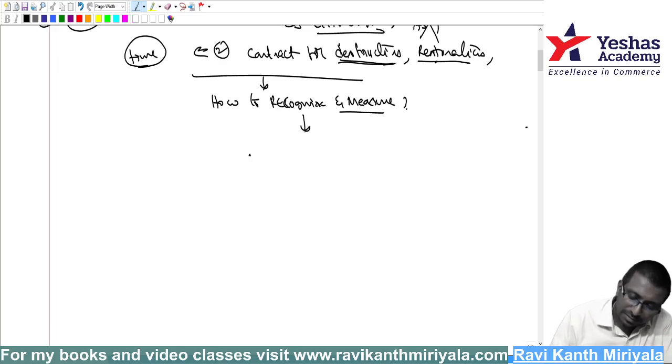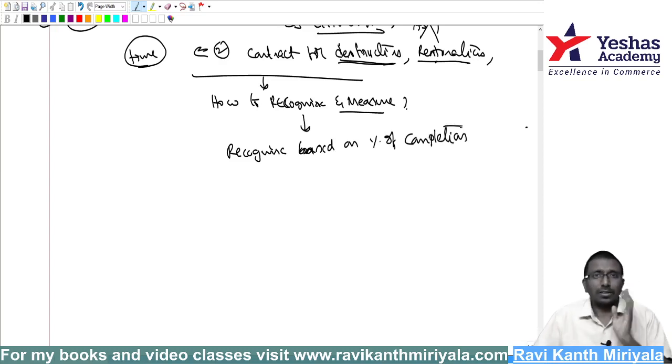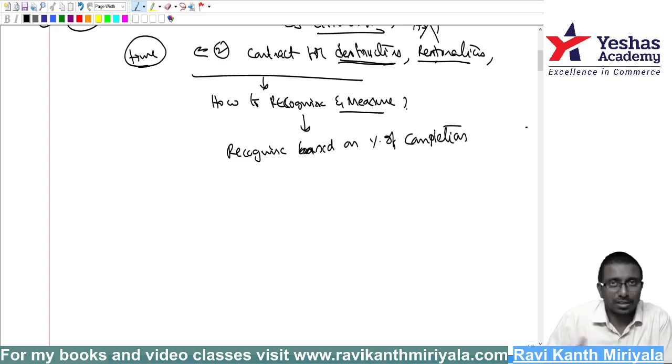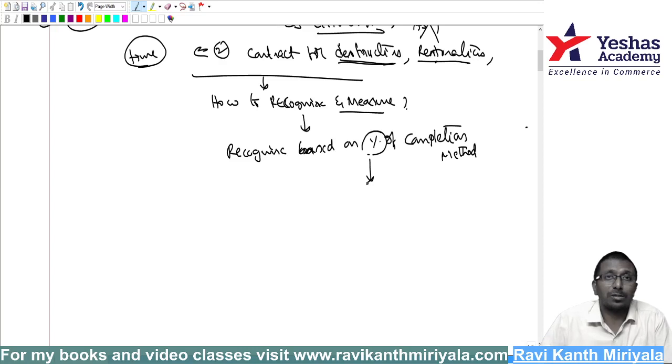The standard says recognize revenue based on percentage of completion. This is what we are saying: recognize it based on the percentage of completion method. You are supposed to follow the percentage of completion method. Correct, sir. But how do I calculate what percentage of work is completed?